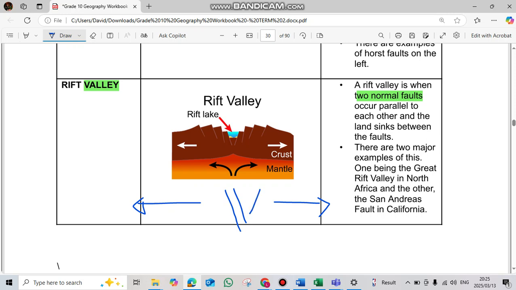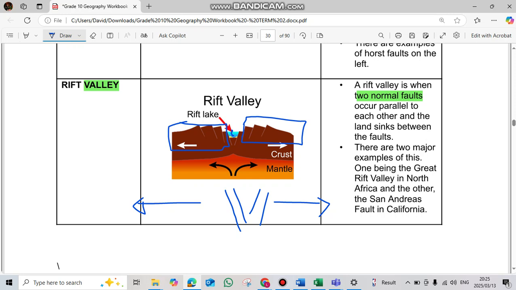Now, as these cracks occur, the two land masses on either side get pulled away in opposite directions. And eventually, the space in between that is left will fill up with water or it will fill up with ocean to create the Rift Valley.